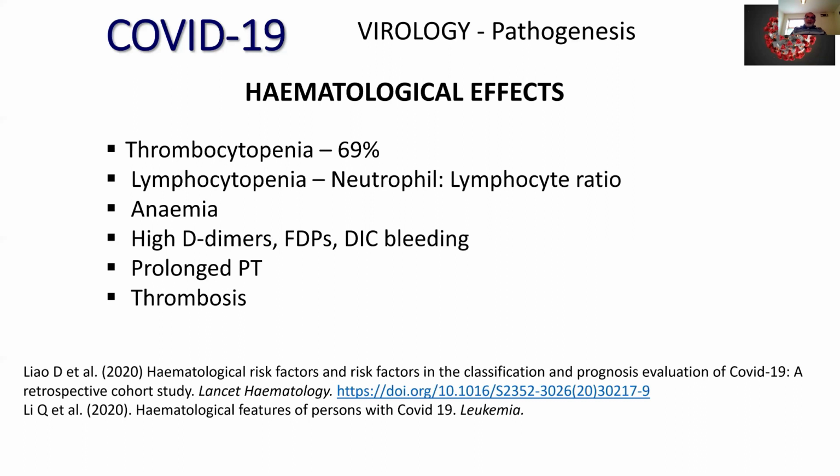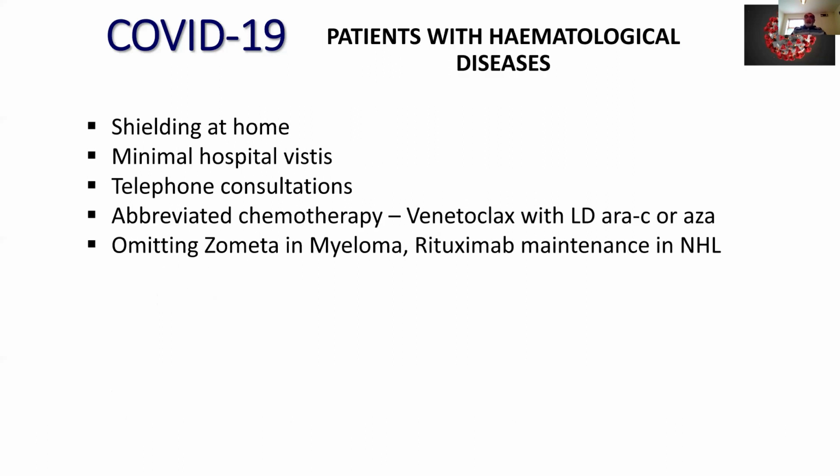What we are doing with the hematology patients here, most of our patients, we are shielding them at home, with minimal hospital visits. We are doing telephone consultations and trying not to expose them to the hospital environment, which is a high-risk situation. In many situations, we have done abbreviated chemotherapy, particularly with new AMLs. We are using venetoclax with low-dose cytarabine or azacitidine. I'm nearly there, Maureen. And we have been omitting zoledronate in myeloma and rituximab in maintenance for NHLs.